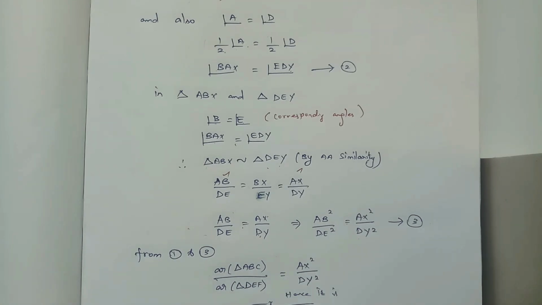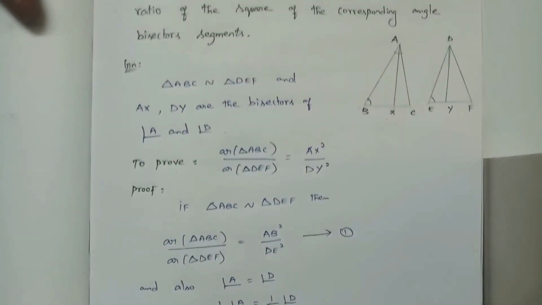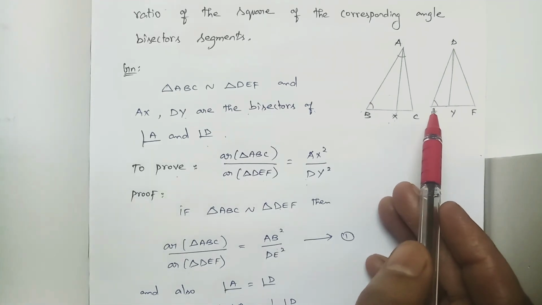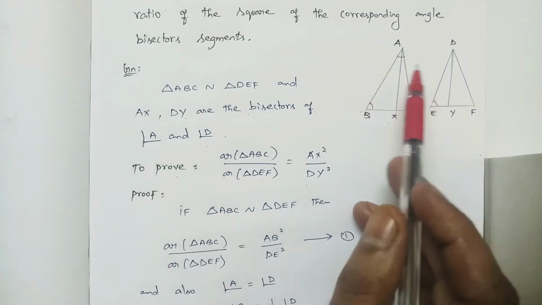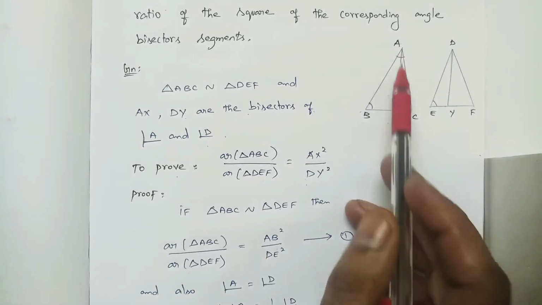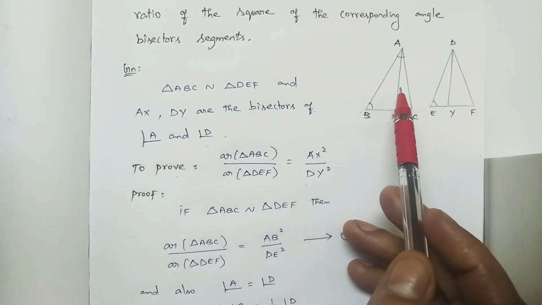See, from this proof, what we are learning newly is that if any two triangles are similar, the ratio of the areas of the two similar triangles will be equal not only to the square of their corresponding sides alone, but also to the square of their angle bisector segments. Understood? That is what we are learning additionally.